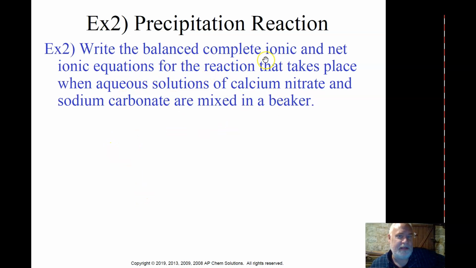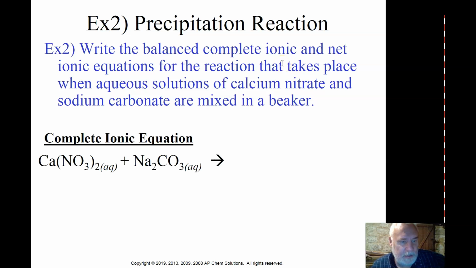You were asked to write the complete ionic equation, and if that is asked of you, you're going to have to do that to get the points. So you do this old school. You do this like you would have done this problem last year. You take your yellow sheet out, you write the correct formulas, and you say it's going to do the double switcheroo. The calcium's going to go with the carbonate, the sodium's going to go with the nitrate.